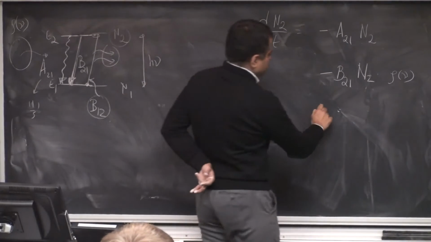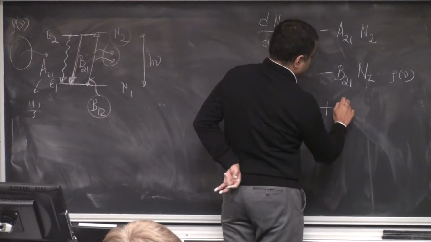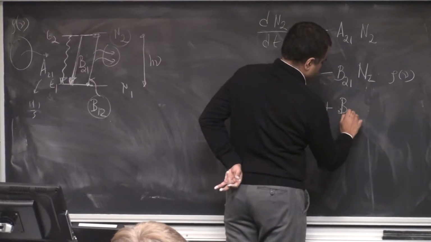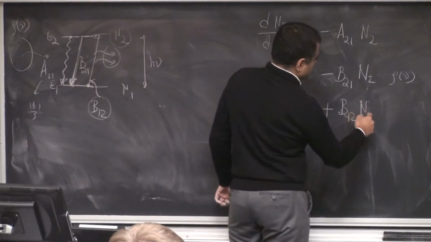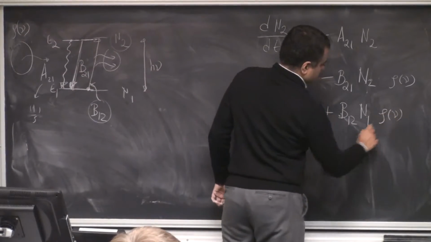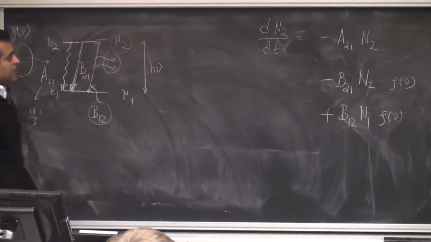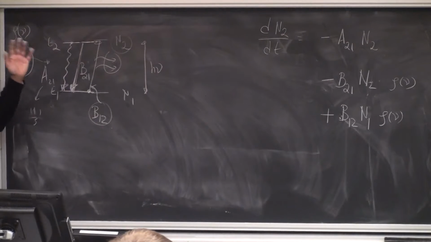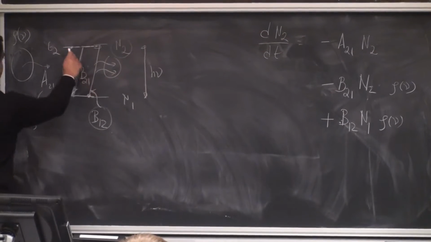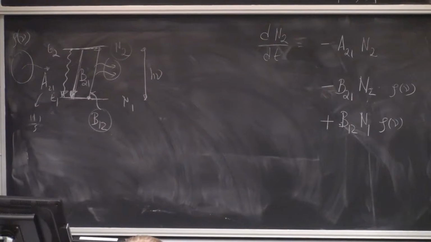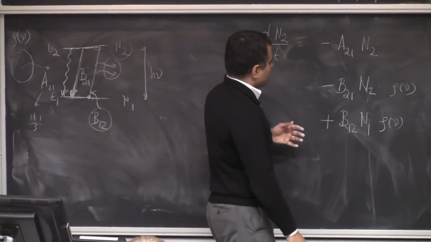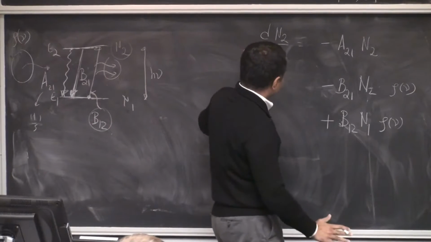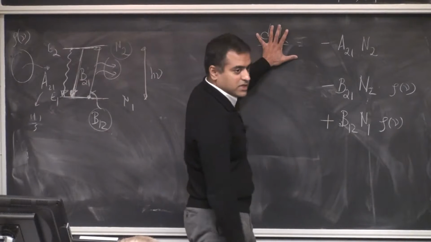And finally, absorption is by which you're going to gain N2, and that is the reverse process of that, B12. And you must have atoms in state 1 to absorb, and it also depends on the frequency. Right? So these are all the processes that can happen, and there's no other process possible here. That was Einstein's picture, and the question was, what happens in steady state? It goes to 0.